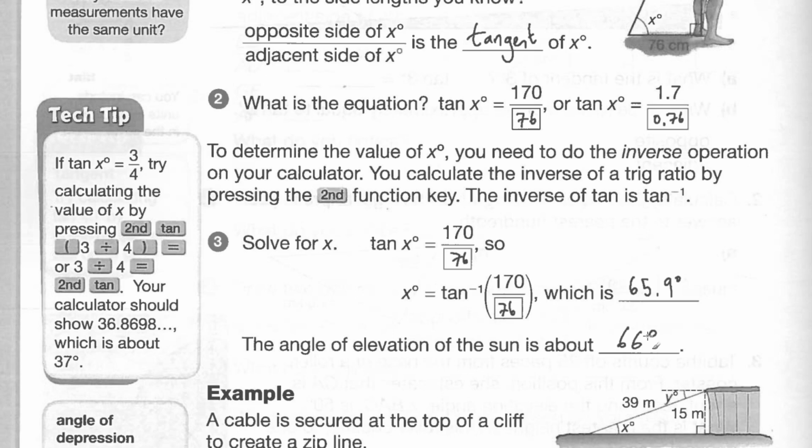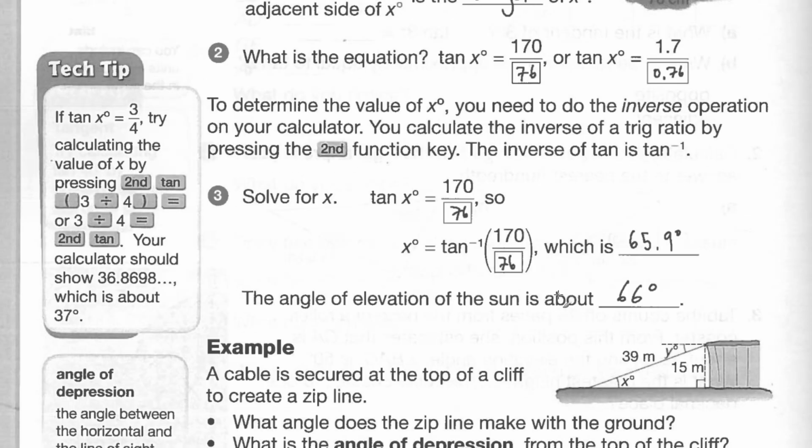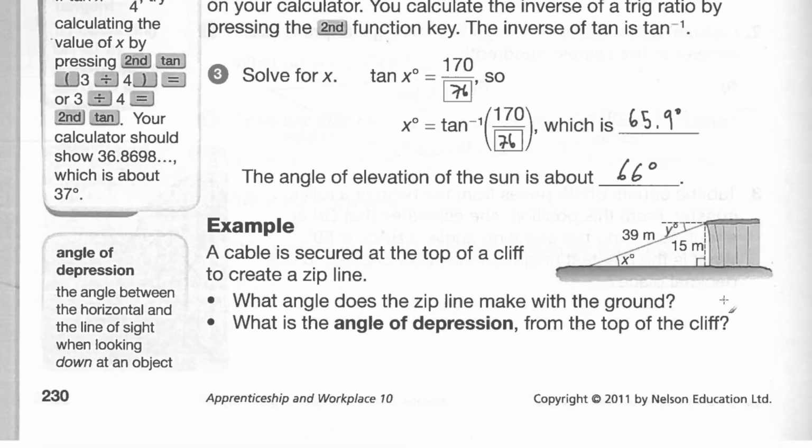The example says, a cable is secured at the top of a cliff to create a zip line. What angle does the zip line make with the ground? What is the angle of depression from the top of the cliff? So we actually have two questions here. It's asking what is x, and then once we have that answer, what is y?